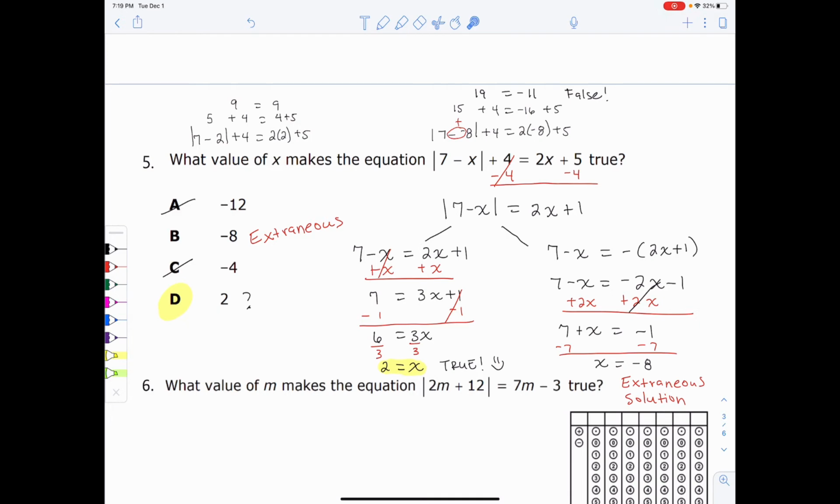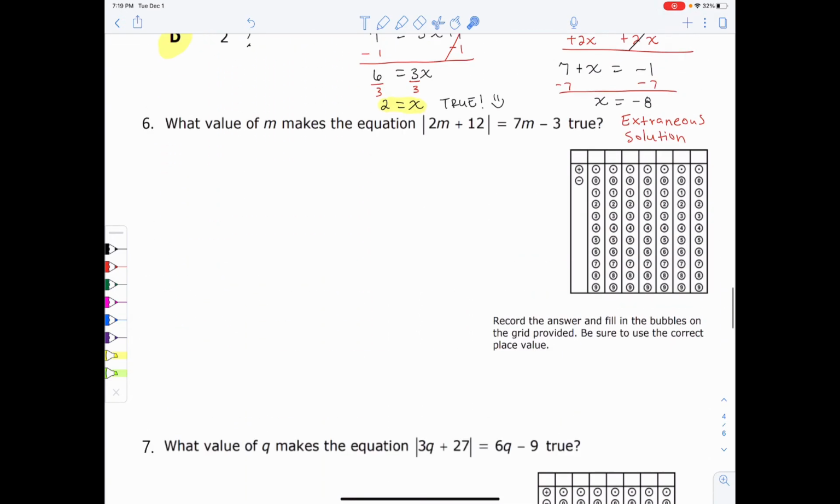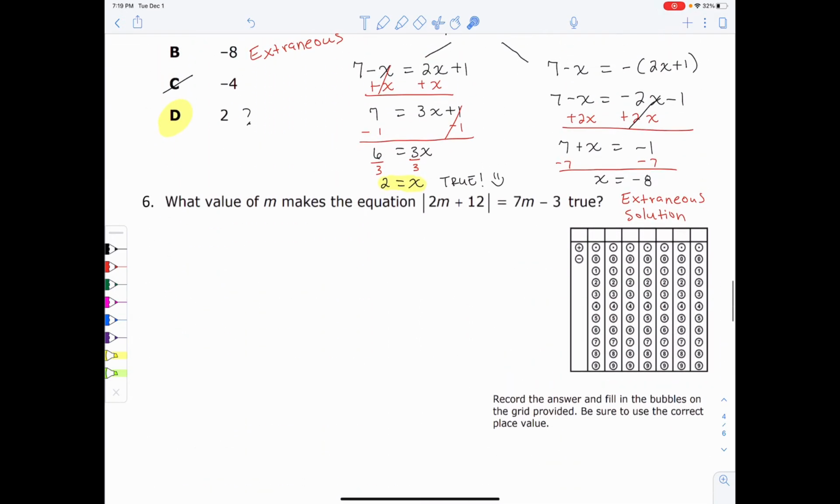All right, let's do the last. So we have 2 more. What value of m makes the equation true? Okay, so we know we could go straight to decimals, graph it. The only thing you have to do when you put it in decimals is change the variable to x, because decimals will not work if you put m. So let me solve it first and then we can check.